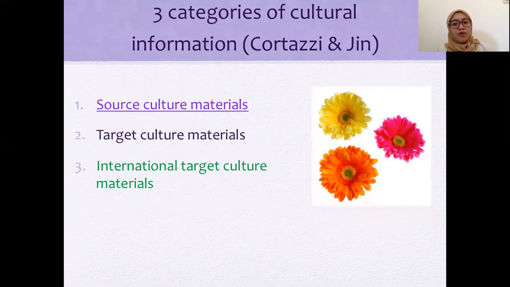And now let's move on to another important point when we talk about material inclusion. This is about the cultural information, because this presentation focuses mostly on cultural materials. There are three categories of cultural information according to Cortazzi and Jin. The first is source culture materials. The second is target culture materials. And the third is international target culture materials, which I argue is the most relevant for AL learning.